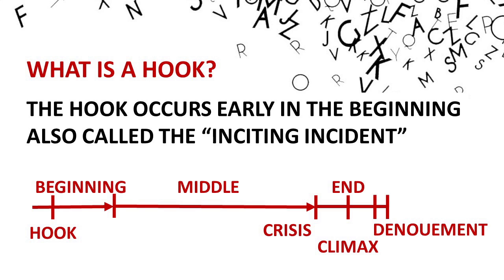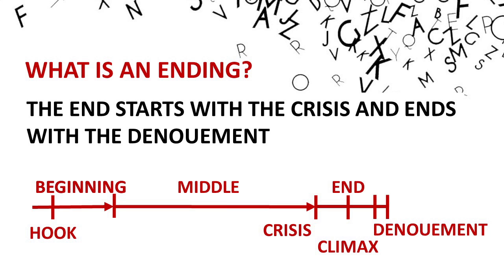First of all, this is about hooks and endings. So the hook is called the inciting incident in most craft books, and it occurs early in the beginning. It's just a really cool thing that happens early in the beginning that gets your reader's attention. And of course, the ending starts with the crisis and ends with the denouement. That's just like an epilogue kind of final scene in the whole book that wraps things up at the end.